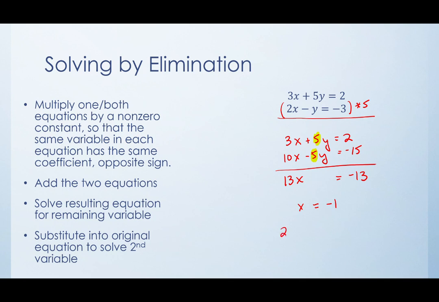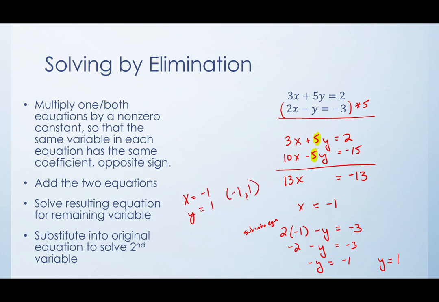So we had 2x, so 2 times negative 1 minus y equals negative 3. So we've got negative 2 minus y equals negative 3. That's going to be negative y equals negative 1, y equals 1. So there's our solution, x equals negative 1, y equals 1, otherwise known as the point negative 1, 1. And of course we can check that by graphing, but I'm not going to this time.